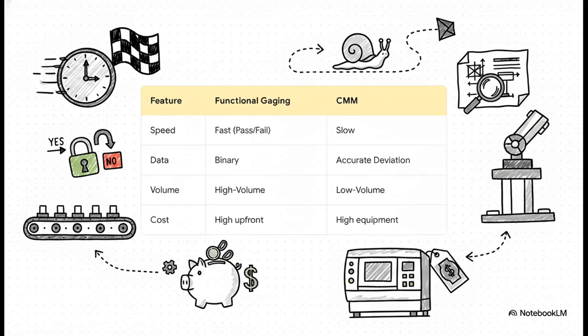CMM inspection is relatively slow, but it gives you highly accurate deviation data, which is absolutely perfect for root cause analysis. Basically, you want your CMMs for low-volume production or first article inspections, but the second you hit mass production, you transition to functional gauges. Yes, they have a high upfront tooling cost, but the per-part inspection time drops to literal seconds.